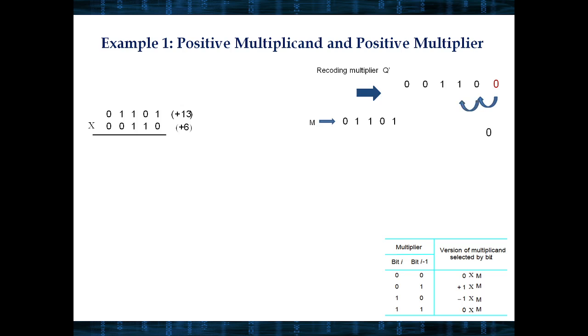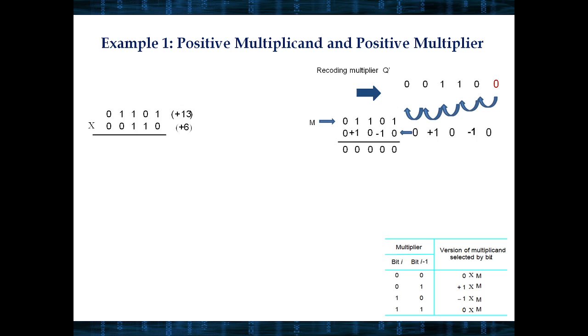Then 0 to 1 is minus 1. Then 1 to 1 is 0. Then 1 to 0 is plus 1. Then 0 to 0 is 0. So this is nothing but our recoded multiplier: 0, plus 1, 0, minus 1, 0.